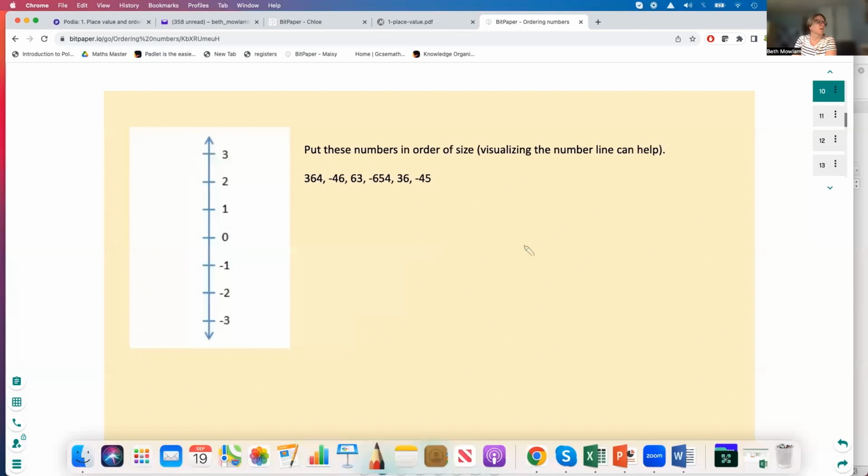If I want to put these in order of size, let's start with the smallest one. We've got to think what's going to be the lowest thing on that scale. What's going to be right down the bottom of that scale? Well, it's got to be a negative. Negative numbers are smaller than positives. That means we've got 3 negative numbers here, so we can eliminate that one. Then we've got to think, which is going to be furthest down? Well, the furthest down is going to be the one with the hundreds.